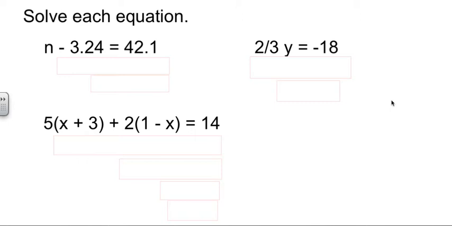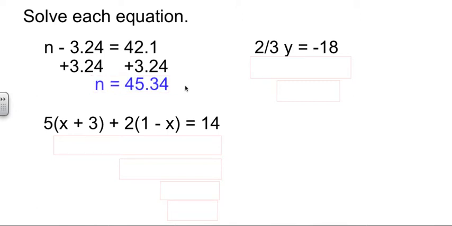So we have some number n minus 3.24 is equal to 42.1. We need to move this negative 3.24 over, so we'll add it. And whatever you add to one side, you add to the other. And a little arithmetic tells me that n is 45.34.